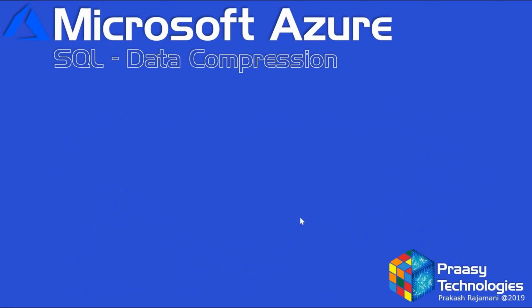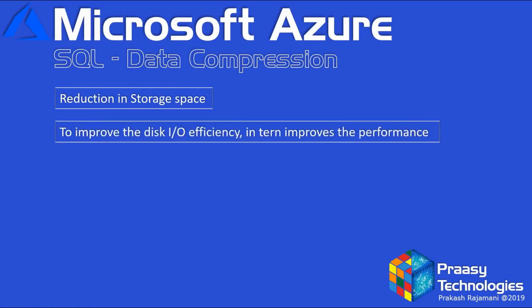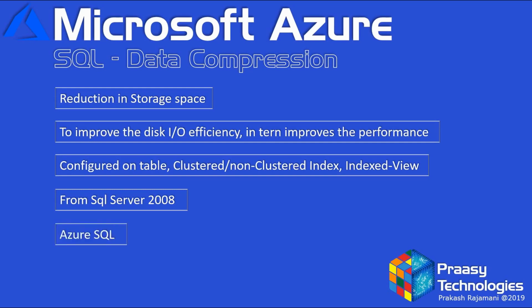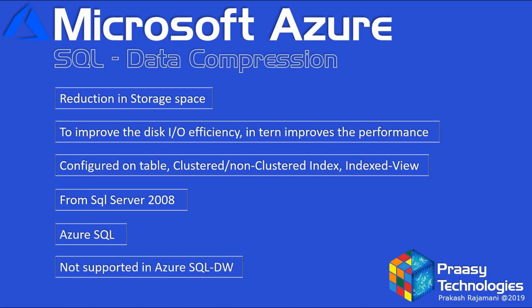Let's understand the benefits of data compression. It reduces the storage space. In turn, it improves the I/O efficiency and improves the performance. This can be configured on tables, clustered or non-clustered indexes. Even this can be implemented on indexed views. This is supported from SQL Server 2008 version. Yes, of course, this is supported in Azure SQL, but this is not supported in Azure SQL DW.